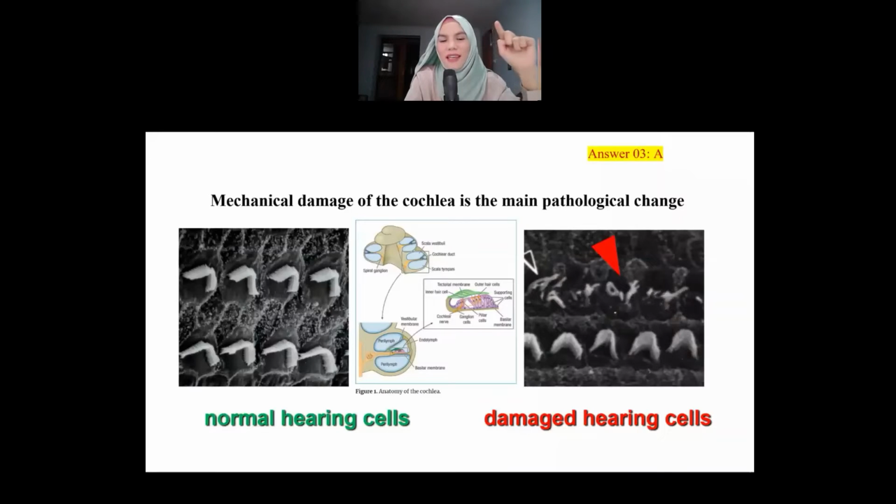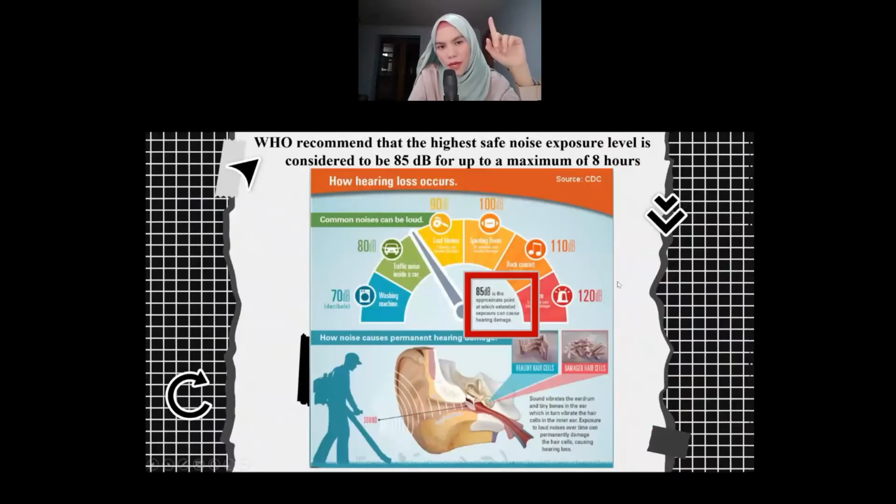The answer is A. Chronic exposure to loud noise causes damage to the hearing cells in the cochlea. This is a normal cell, and this is a damaged hearing cell. WHO recommends that the highest safe noise exposure level is 85 decibels for a maximum of 8 hours, not more than 8 hours. 85 and 8, please remember.